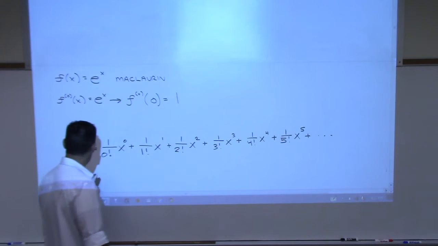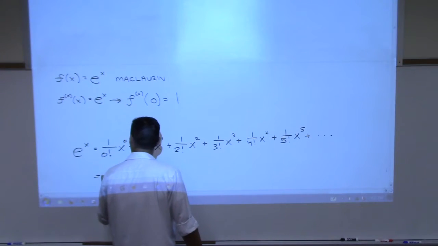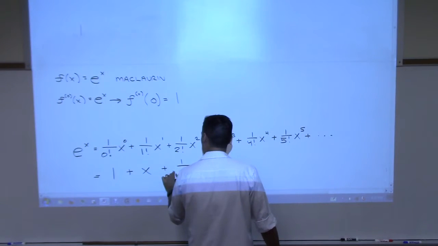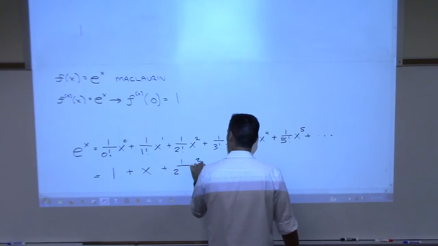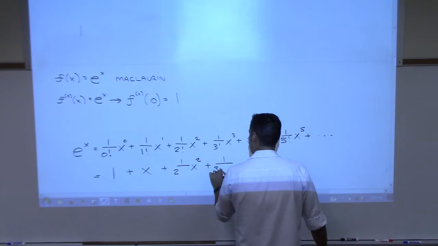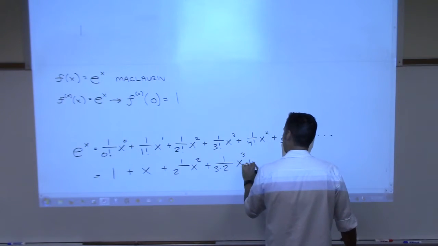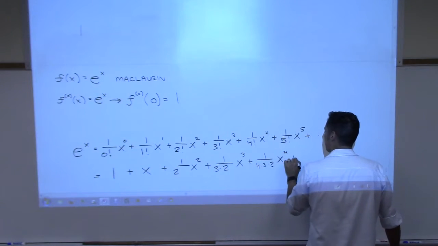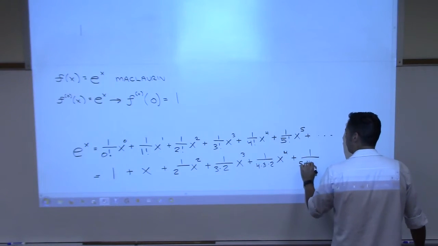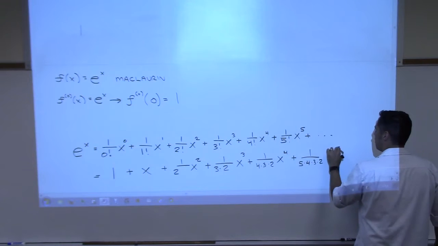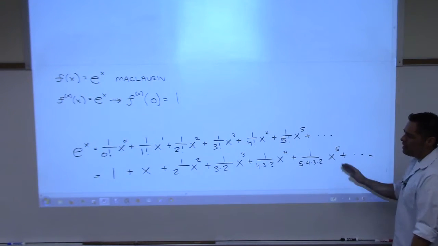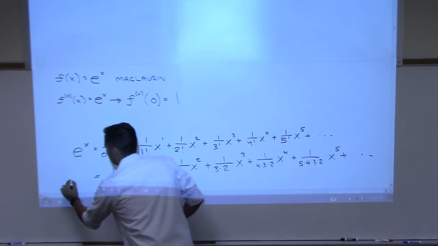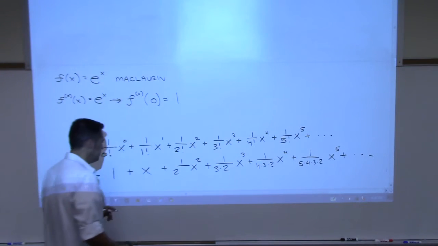Now, I'll do one more little thing here. This is 1 plus x plus 1 over 2 x squared plus 1 over 3 times 2 x cubed plus 1 over 4 times 3 times 2 x to the fourth plus 1 over 5 times 4 times 3 times 2 x to the fifth plus dot, dot, dot. I think I may have shown you this earlier in the semester. But check this out. It's so cool.